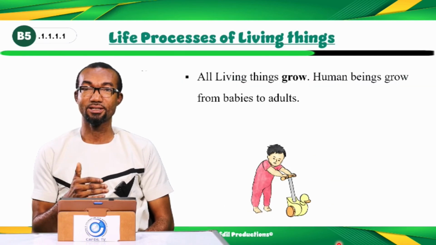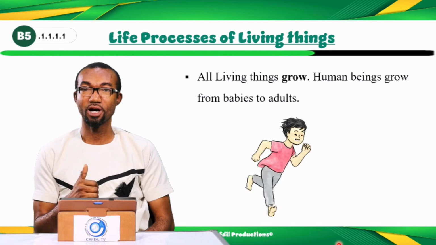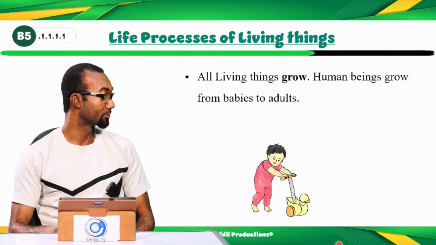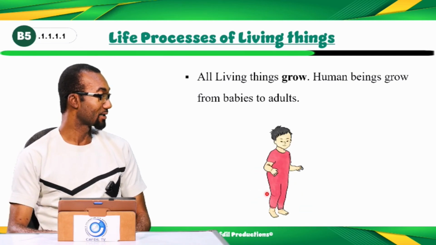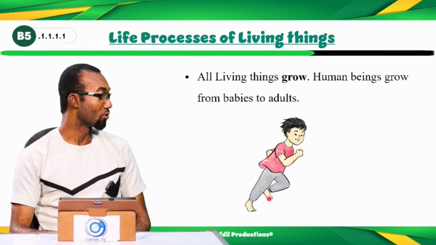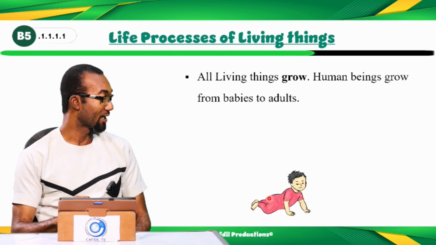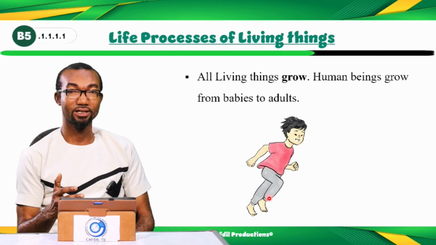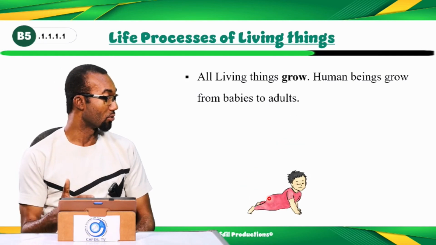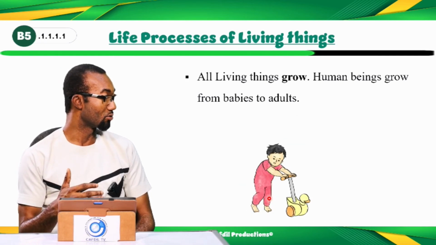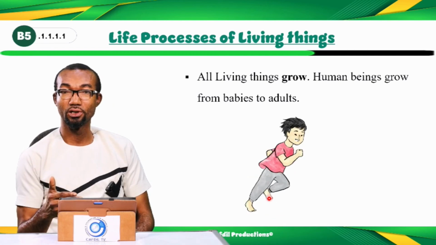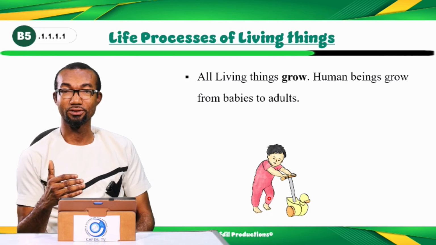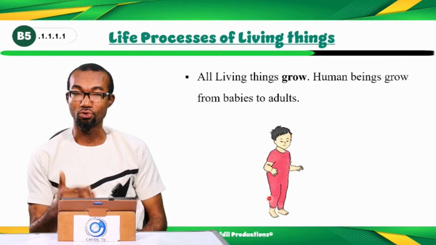All living things grow. Human beings grow from babies to adults. When you see the child here, you see the child growing, becoming bigger, taller, and stronger. This is a process we call growth. As a child, at first you crawl, and then you start walking, and you start running as you are growing. So human beings grow.